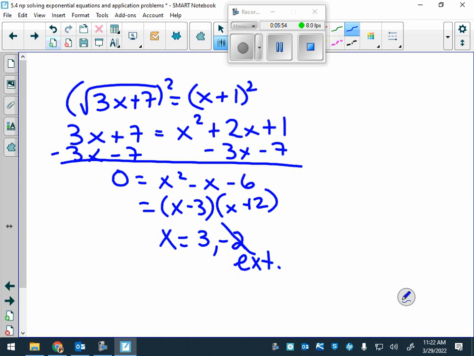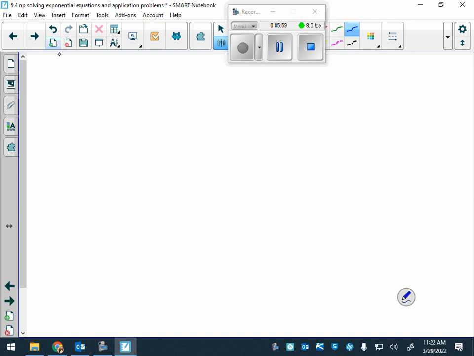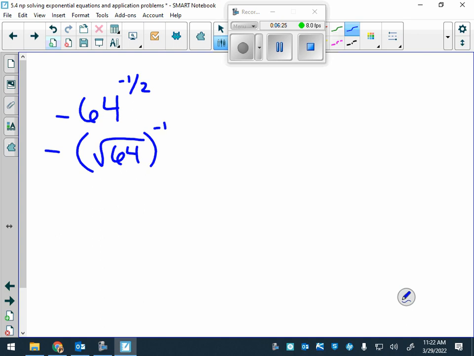So if you look at the maze, just quickly, this makes you think a little bit. What is the -1/2 only affecting? Campbell? The 64. The negative is not affected by it. This -1 is not affected by it. So it's negative square root of 64, then to the negative first. What is the square root of 64?